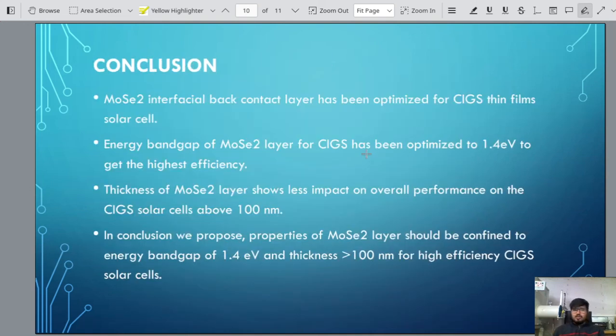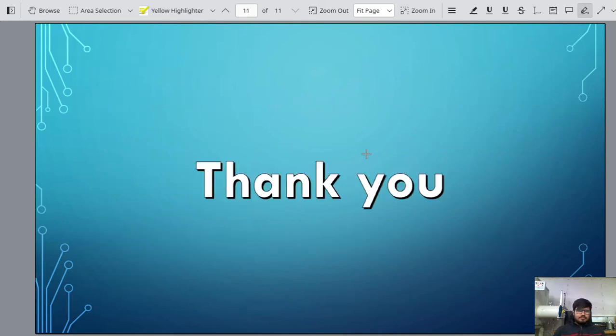Now, in conclusion, I can say the MoSe2 interfacial back contact layer has been optimized for CIGS thin film solar cells. The energy band gap of the MoSe2 layer for CIGS has been optimized to 1.35 to 1.5 electron volt to get the highest efficiency. In conclusion, we propose that the properties of the MoSe2 layer should be confined to an energy band gap of 1.35 to 1.5 electron volt and a thickness above 100 nanometers for high efficiency CIGS solar cells. Thank you.